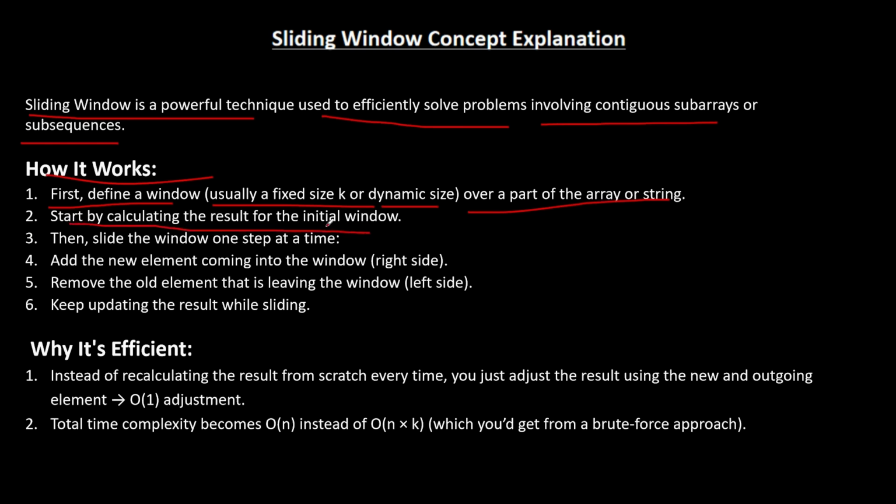Now, whatever calculation has to be done for a particular window, like adding the complete values, taking the average of that window, taking the multiplication, or anything whichever is asked in the question. Then slide the window one step at a time. Add the new element coming into the new window on the right side, and remove the old element that is leaving the window from the left side. Now keep updating the result while sliding.